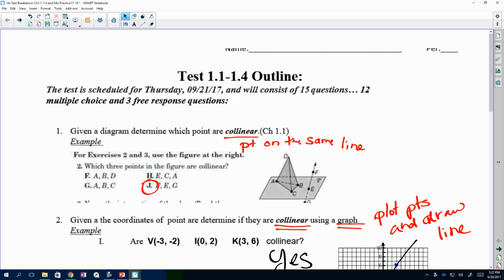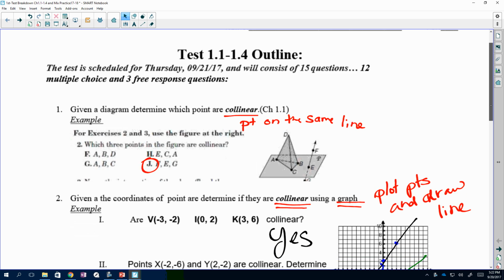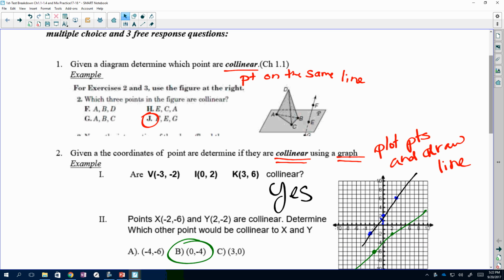Alright, so just up here, remember, we addressed some key points, some things you need to know. Collinear, understand what that means: points on the same line. Be able to read that off of a diagram. So we look at each answer choice, for example, F had A, B, and then D. D's not even on the plane, so that would be non-coplanar, and they're not on the same line, so we can eliminate that. Make sure you know that.